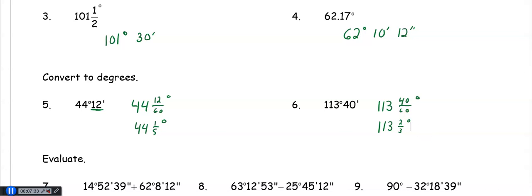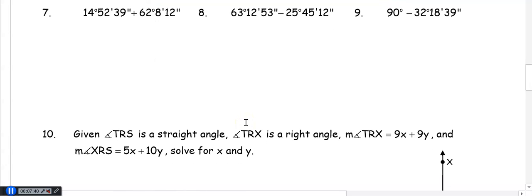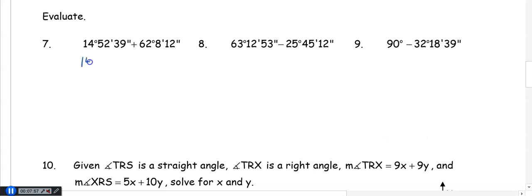Now, with angles, we can add and subtract them from each other. So in number 7, we want to add these two angles: 14 degrees, 52 minutes, and 39 seconds, plus 62 degrees, 8 minutes, and 12 seconds. So I'm going to write them so that each column lines up with each other. So degrees, minutes, and seconds. So I have 14 degrees, 52 minutes, and 39 seconds, plus 62 degrees, 8 minutes, and 12 seconds.